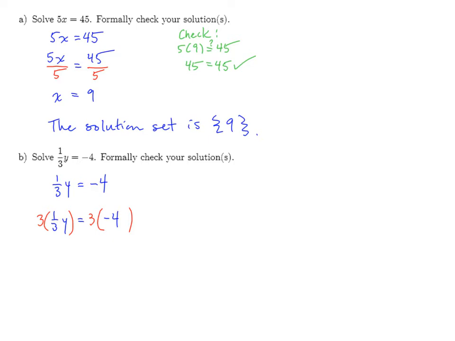And so now I have 3 times 1/3 y on the left side, and that will just simplify to y. And on the right side, I have 3 times -4, which is -12. So my proposed solution here is -12.